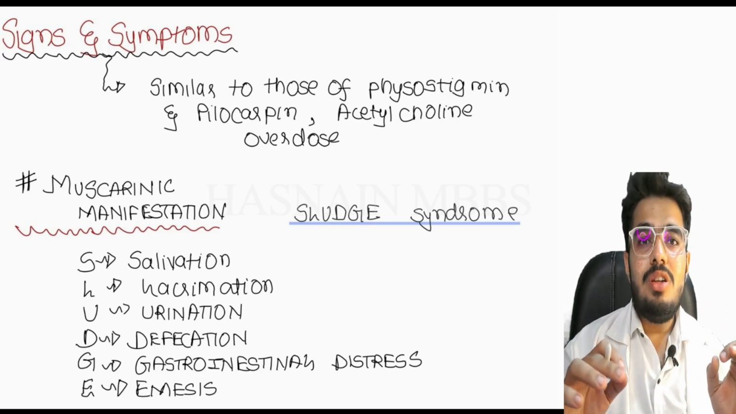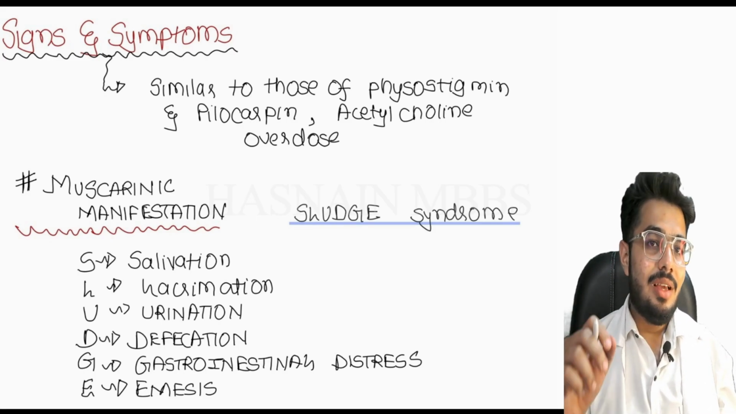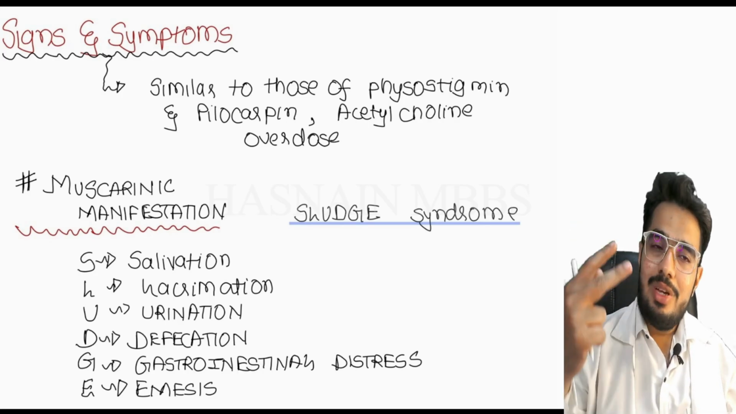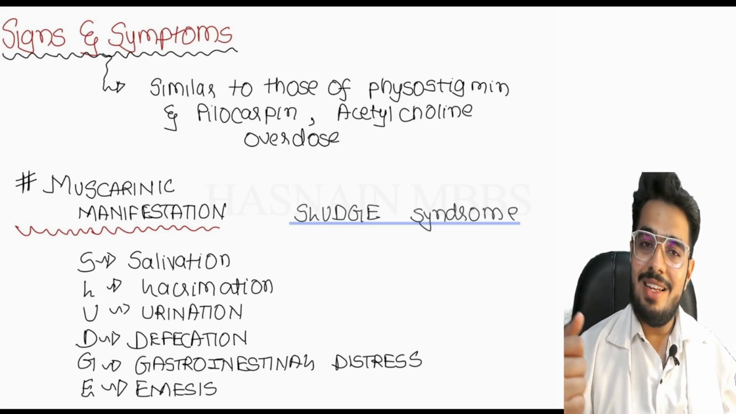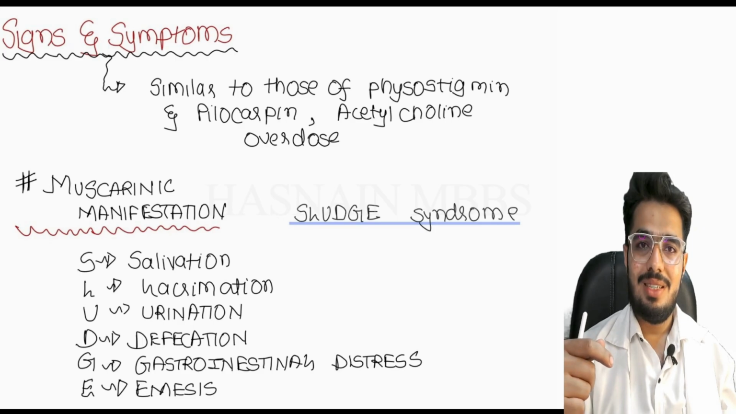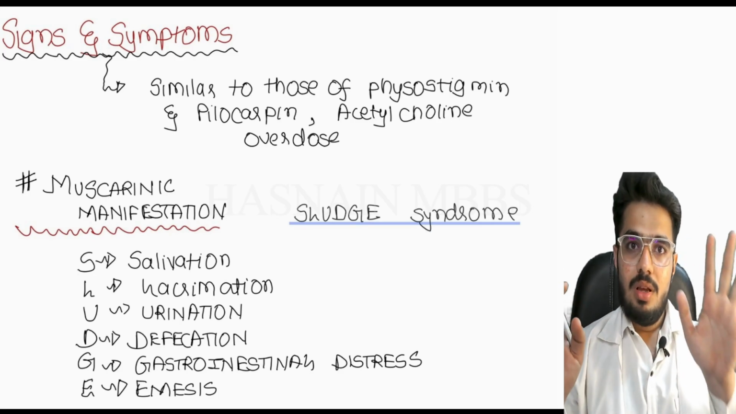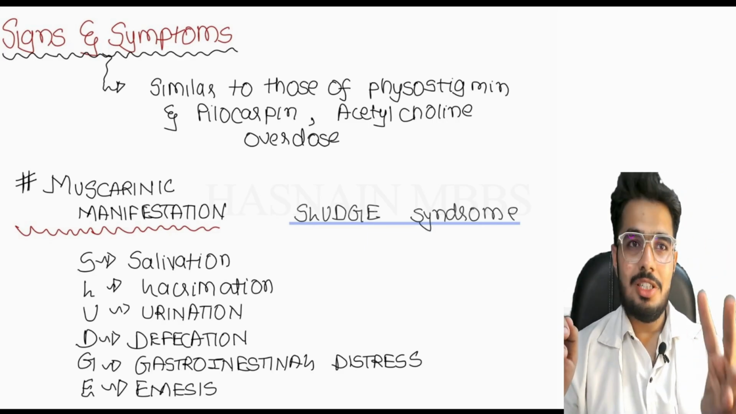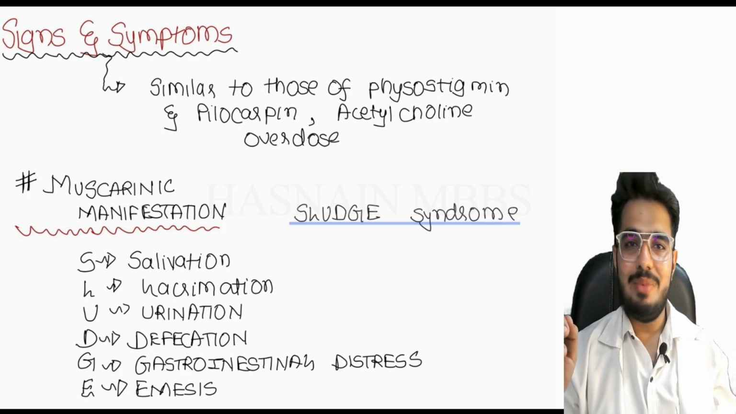Now we're going to learn about the syndrome which occurs in this poisoning. It is SLUDGE. S is for salivation, L is for lacrimation, U is for urination, D is for defecation, G is for gastrointestinal distress and E is for emesis. Emesis is nothing but the sensation of vomiting. I hope you understand SLUDGE. Very important. Repeat after me: S for salivation, L for lacrimation, U for urination, D for defecation, G for gastrointestinal distress, and E for emesis.